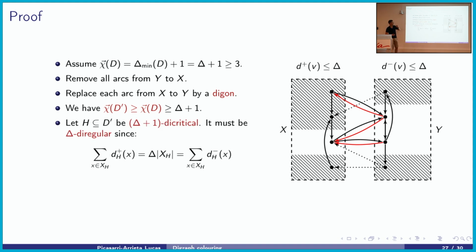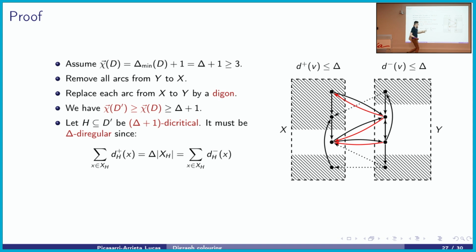Then we can extract in D prime an induced subdigraph H, which is delta plus 1 vertex dicritical. So whenever we can remove a vertex such that the dichromatic number remains at least delta plus 1, we just remove it. And then we know that in a dicritical delta plus 1 dicritical digraph, every vertex has in degree and out degree at least delta. This is just by minimality. So these inequalities are now equalities in H.